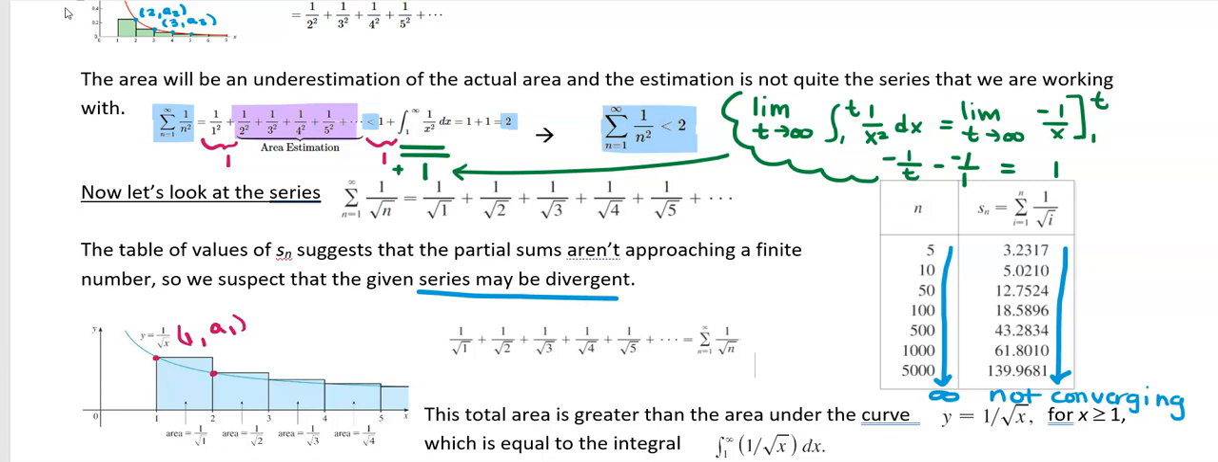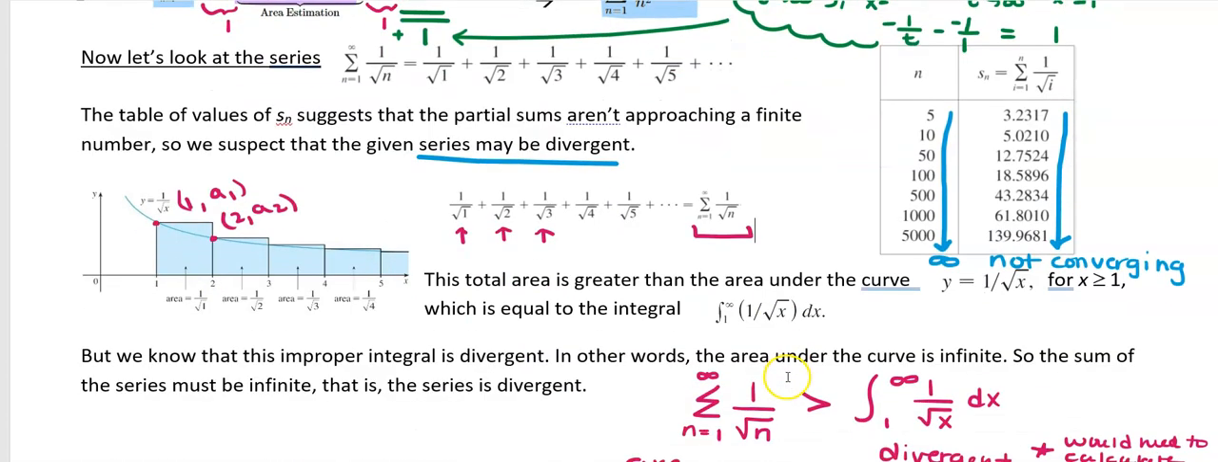So our next rectangle will have a height of a sub 2, and so forth. So here's our first rectangle and our second rectangle and our third rectangle, and you can see that the addition of all of these really is just our series written from 1 to infinity of 1 over the root of n. And so because this is an overestimate, we can relate this to the improper integral.